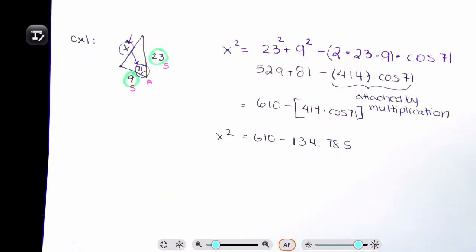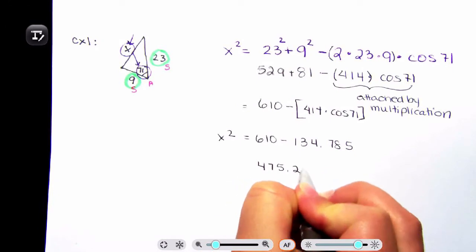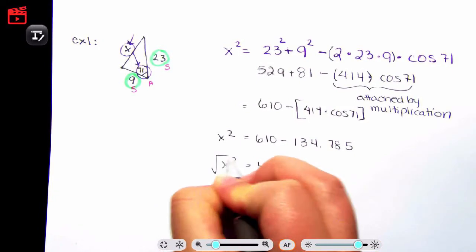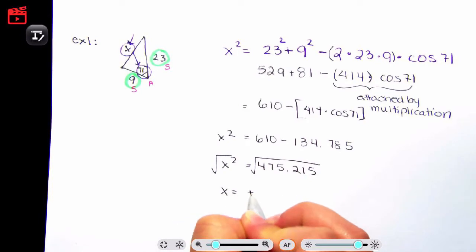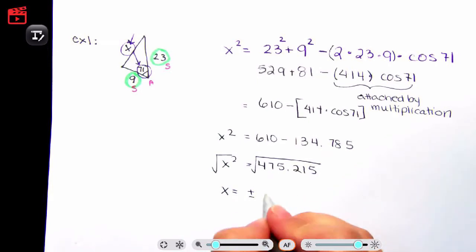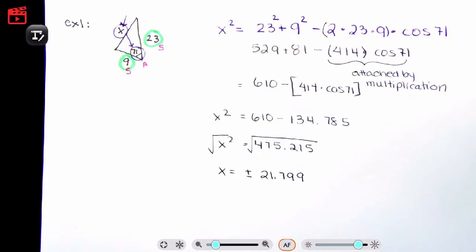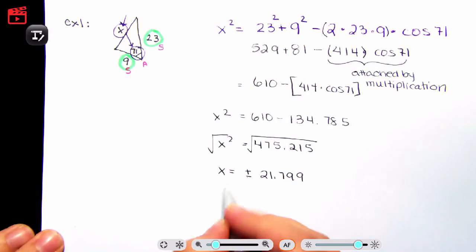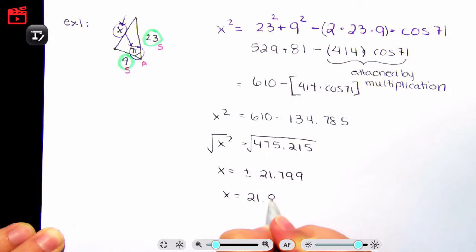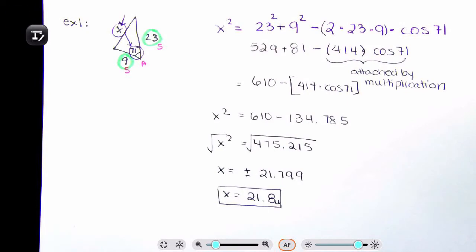So then I'm going to subtract, which gives me 475.215-ish. I'm going to take the square root. So x is equal to about, again, approximating here, 21.799. Now, again, what are we trying to find? We're trying to find a measurement, so we're not going to take the negative form of that. We're just using the positive, and I'm going to round to 21.8. You can add units here, but since we don't know what the side measures are, we leave them off.